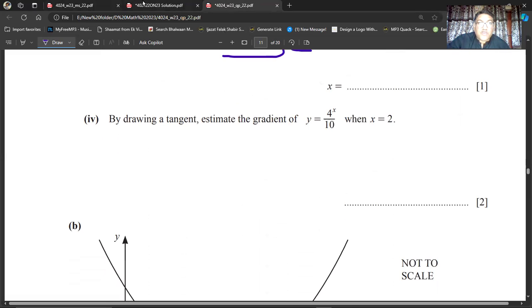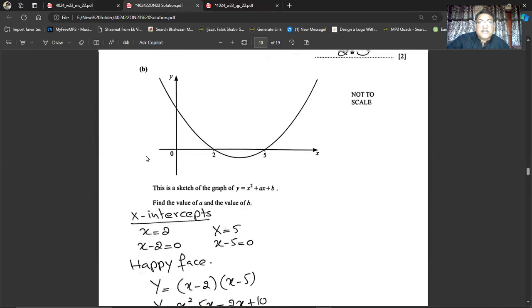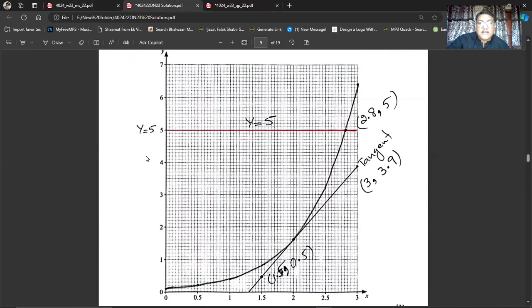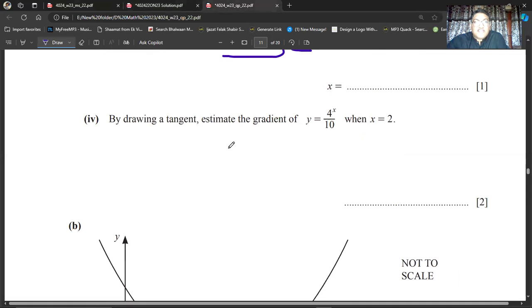So I have to draw a tangent where the value of x is 2. At this point, I have drawn this tangent. A tangent is basically a line which touches the curve only at that point. So approximately this is the tangent. You can see it is touching this curve only when x is equal to 2. This is how you draw that tangent, and then we have to find the gradient.